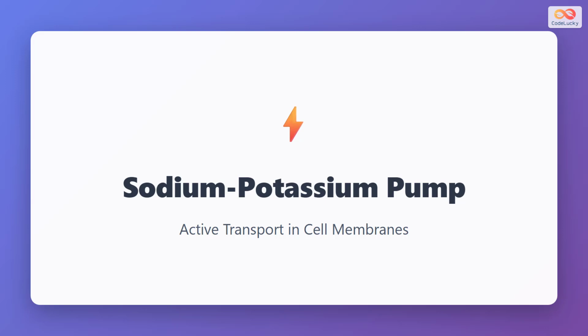Welcome to this lesson on the sodium-potassium pump, one of the most important examples of active transport in living cells. Active transport is a process that requires energy to move molecules across cell membranes. The sodium-potassium pump plays a critical role in maintaining the proper balance of ions inside and outside of cells, which is essential for many vital functions in your body.